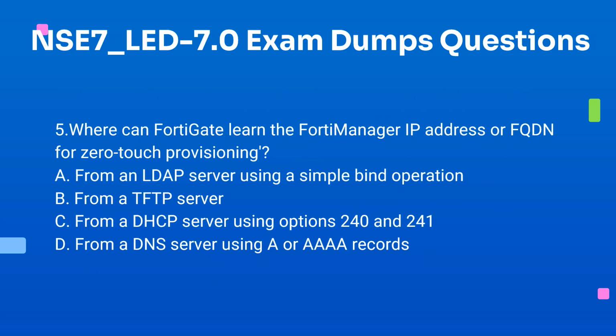5. Where can FortiGate learn the FortiManager IP address or FQDN for zero-touch provisioning? A. From an LDAP server using a simple bind operation. B. From a TFTP server. C. From a DHCP server using options 240 and 241. D. From a DNS server using A or quad-A records.